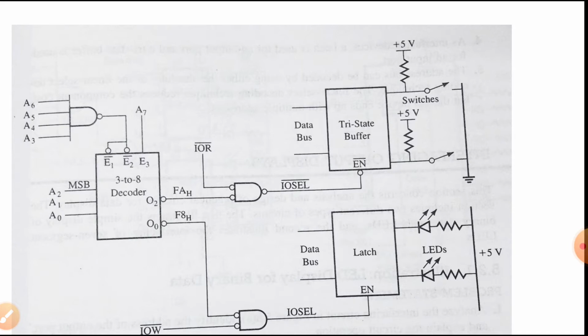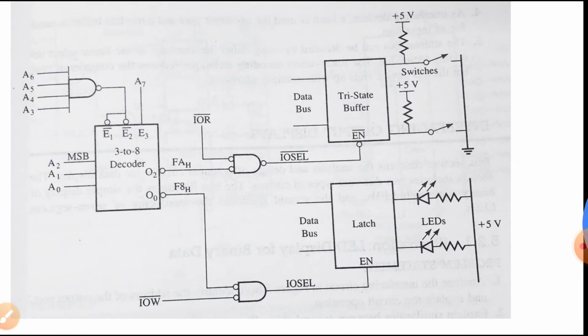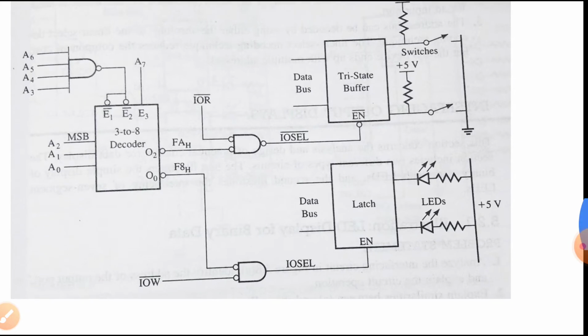So, FA is connected with IOR to generate an input output select signal for the switches, and F8 is connected with the IOW to generate or enable the latch for the LED device. So, this is the explanation of this.